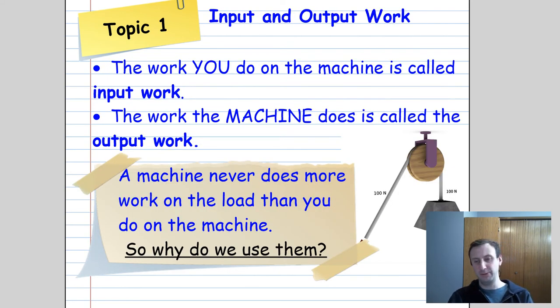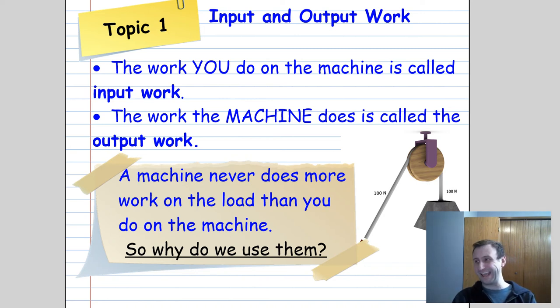So let's talk about input and output work, which will allow us to talk about mechanical advantage. The work you do on the machine is called the input work, because that's what you're putting in. And then the work that the machine does as a result is the output work. So when you push down on a lever with a force over a distance, that's the input work. And then the machine as a result exerts a force over a distance, which is the output work.